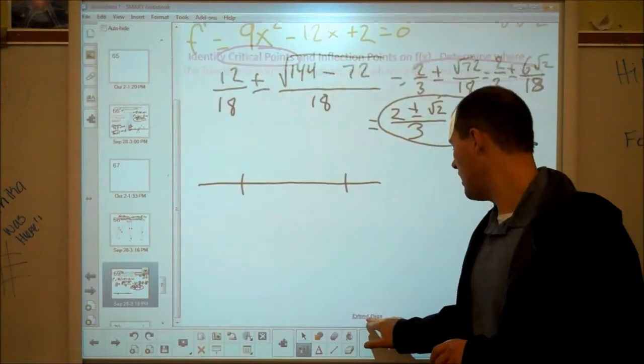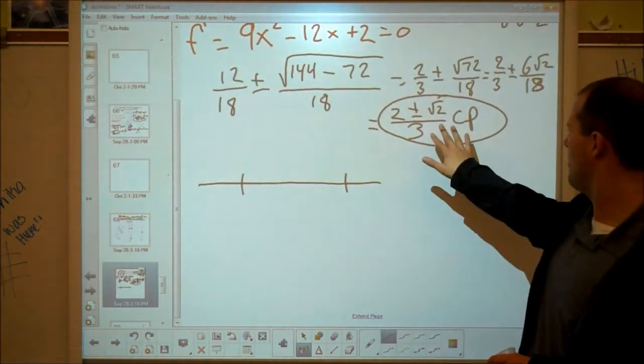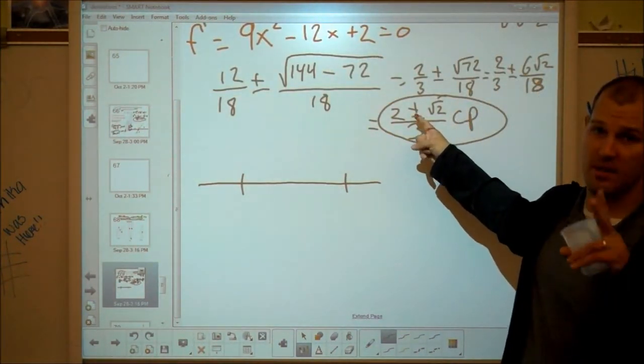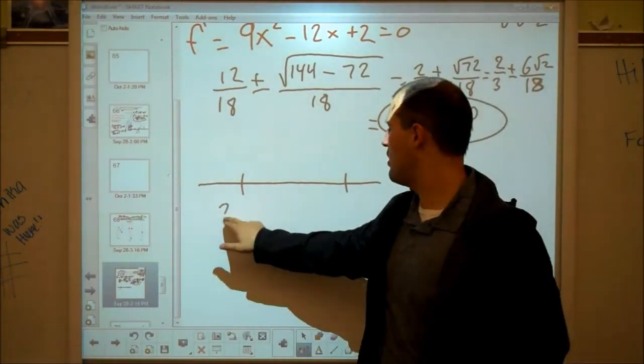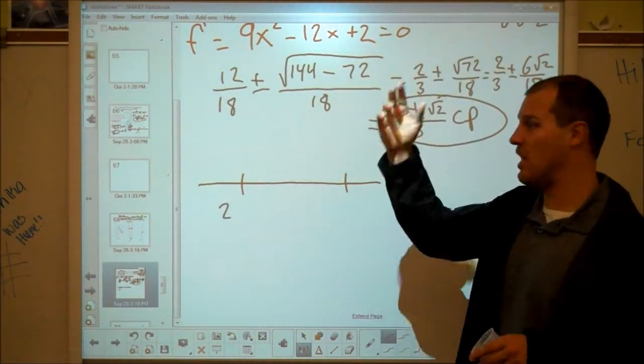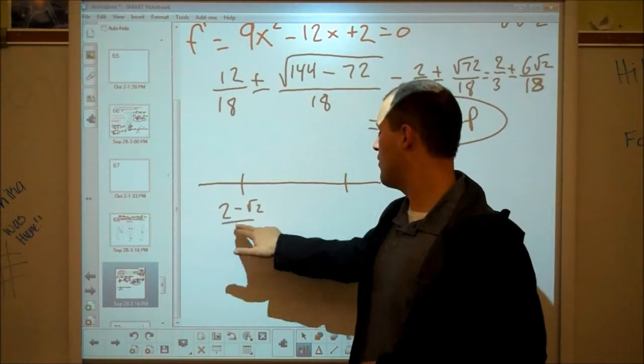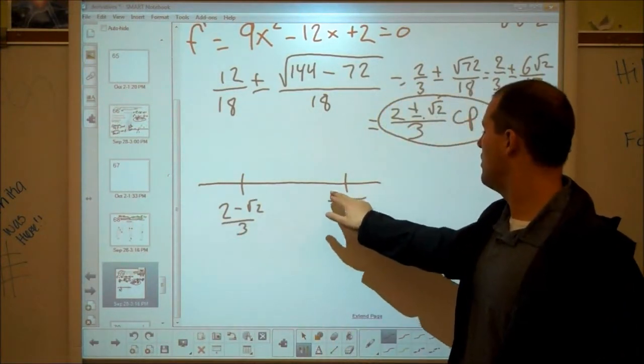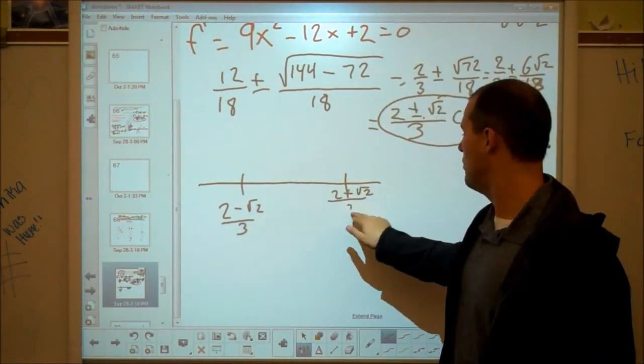And it's going to look a little ugly, but it's not bad. All we're going to do is put our critical points on there. Please realize that means there's 2 of them. Be careful with that. So over here I have the negative version. Negative means we're going to the left. So 2 minus root 2 over 3 and 2 plus root 2 over 3.